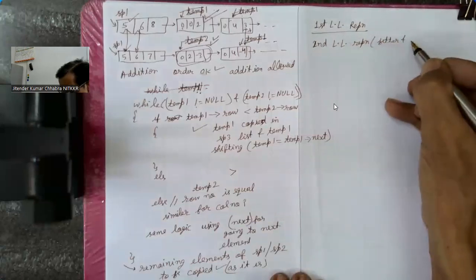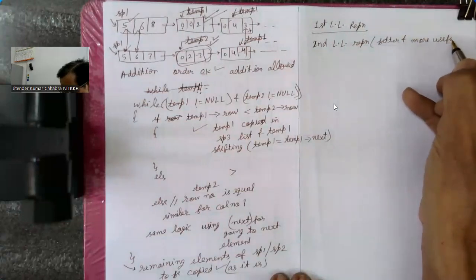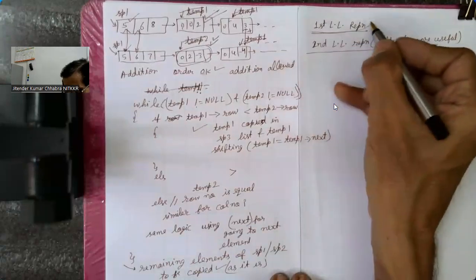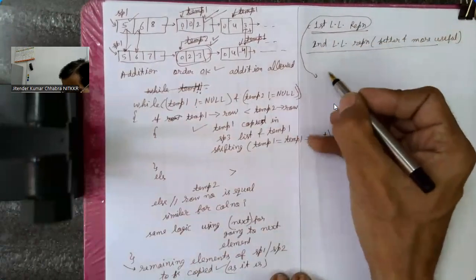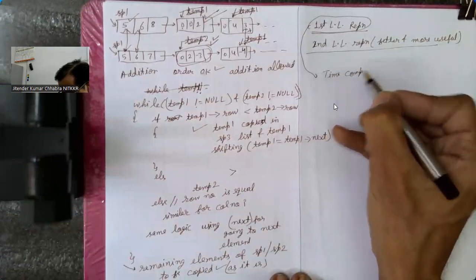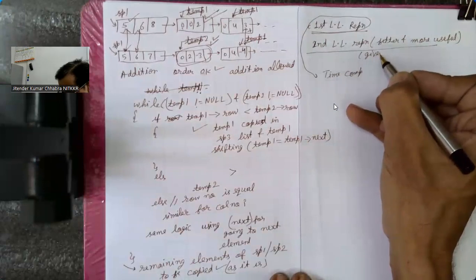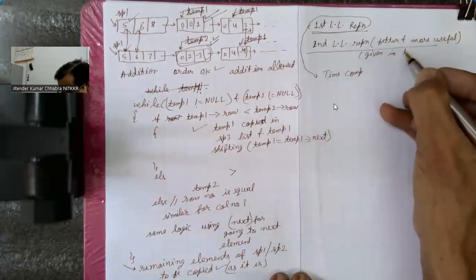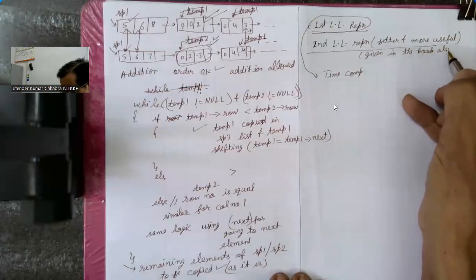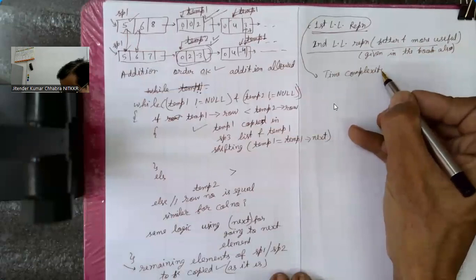And that will have some much more advantages also. But before going to that, we will understand this and correspondingly time complexity. Then we will come to the second representation, and that second representation is given in the book also. But for the first representation, let's understand the time complexity issues also.